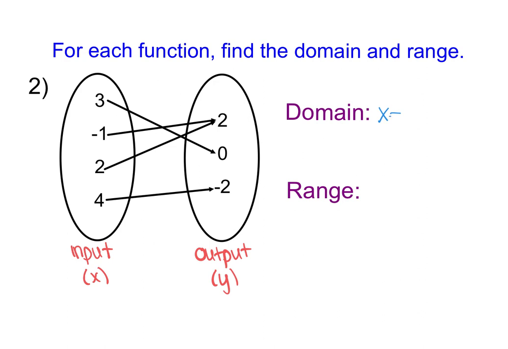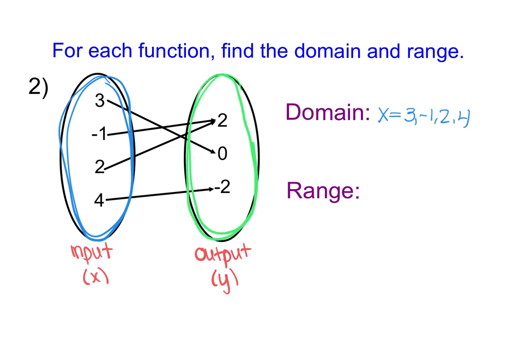So my domain here are all of my x values, which are all of my input values found in this circle. So I can list out x equals, and remember your x equals, and that's 3, -1, 2, and 4. And then my range, which is consisting of all of my y values or all of my output values, are all of those values found in that green circle. So I have y equals 2, 0, and -2.